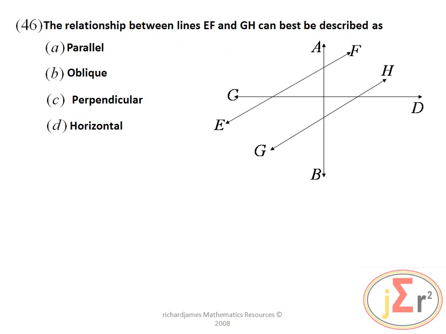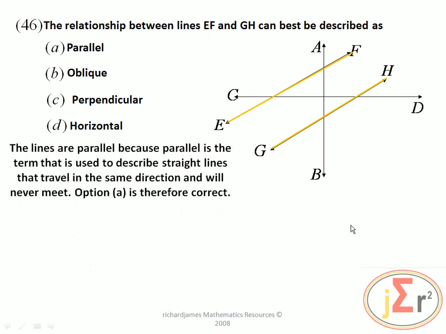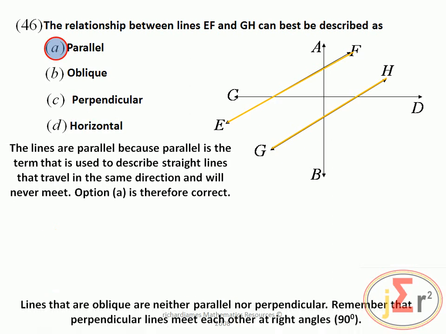The relationship between lines EF and GH can best be described as: parallel, oblique, perpendicular, horizontal. Let's see. There we have them. We are putting them in gold, so you cannot miss them. And we are talking about the lines EF and GH. The lines are parallel because parallel is a term used to describe straight lines that travel in the same direction and will never meet. Option A is therefore correct. So that's your correct answer. Of course they are parallel.